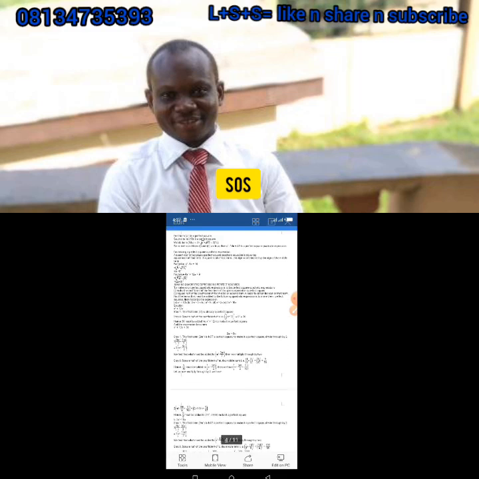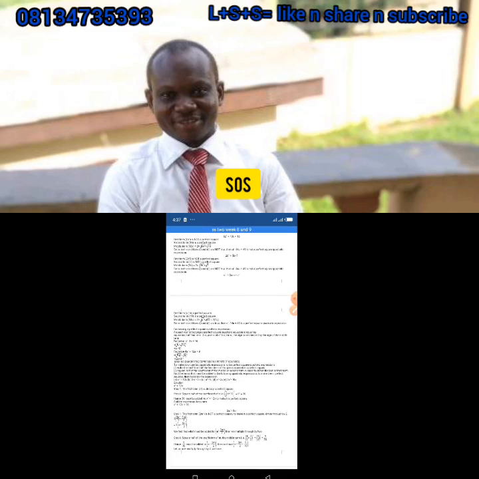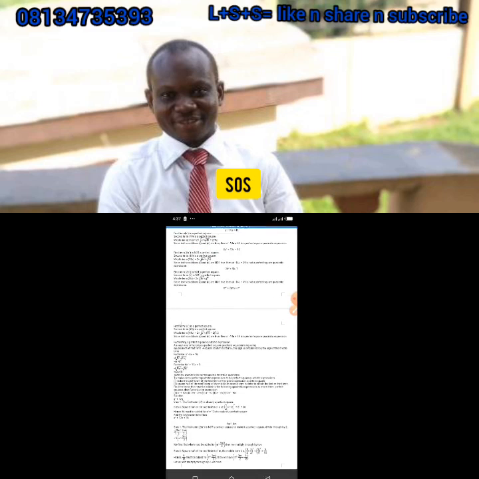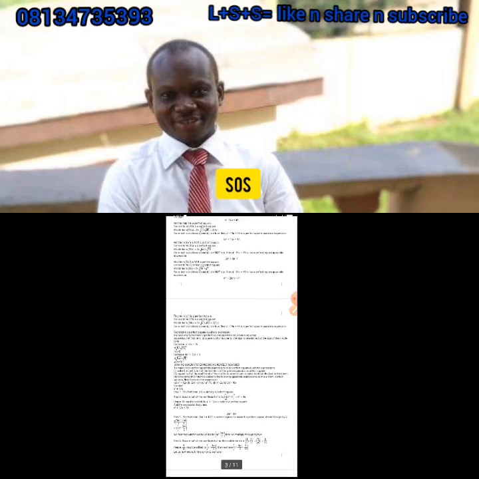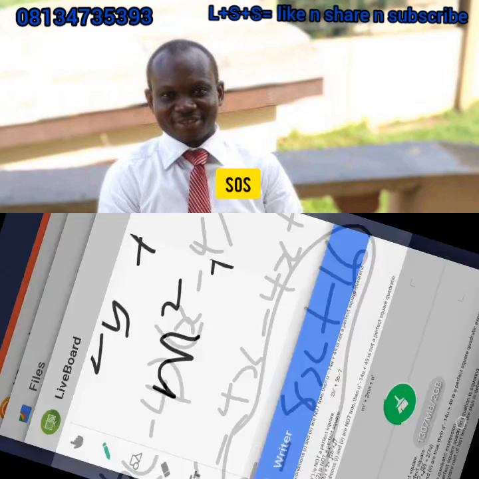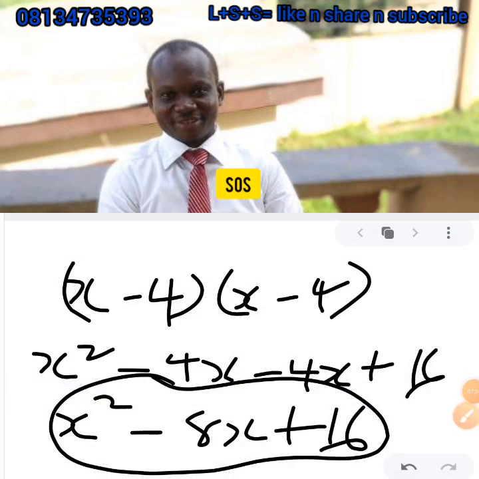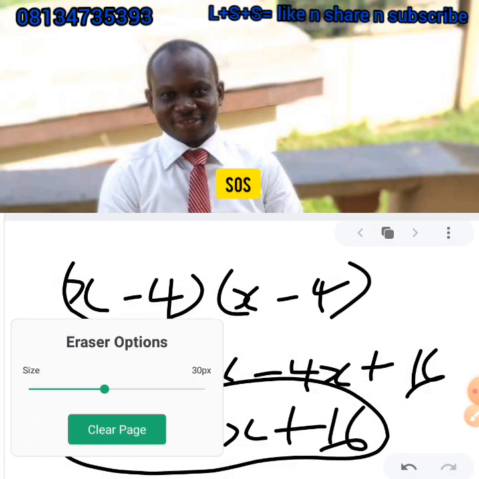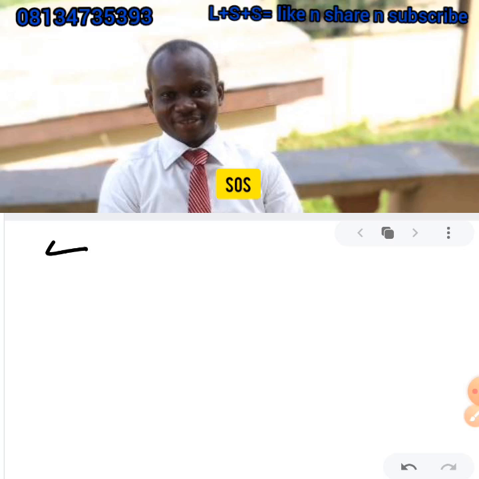Okay, the second question here says we should factorize 4a squared plus 12a plus 9. 4a squared plus 12a plus 9. Let me clear the board. 4a squared plus 12a plus 9.